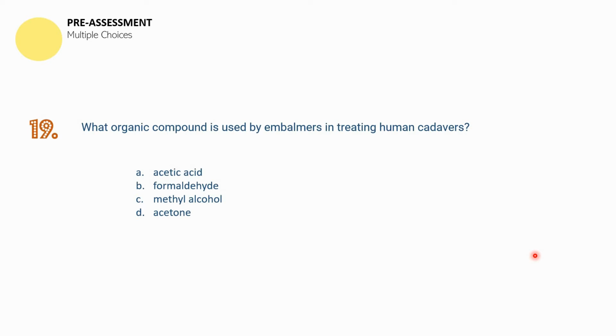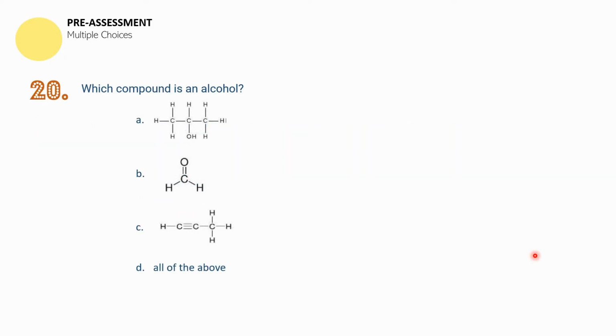Pause this video if you need more time. If you have decided to continue, let us move to question number 20, the last question. Which of the following is an alcohol? A, B, C, or D, all of the above? Pause this video if you need more time. If you have decided to continue, finalize your answers.